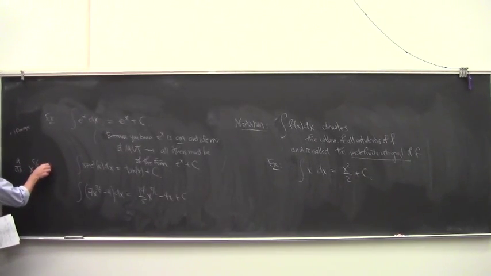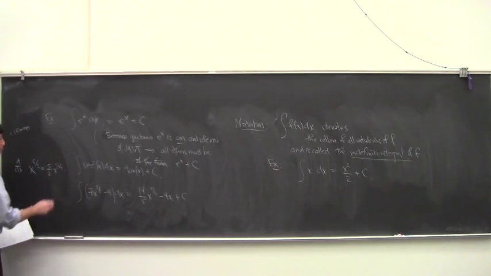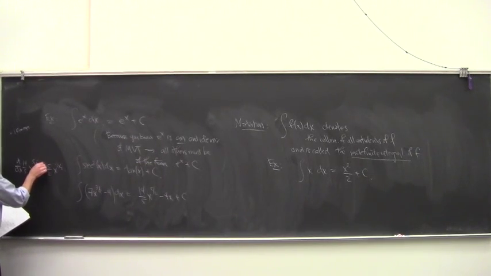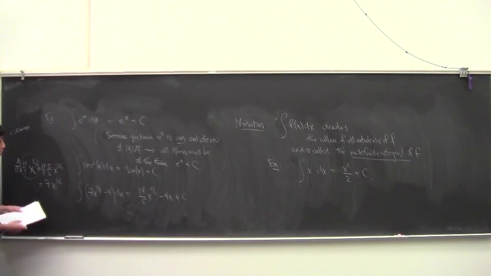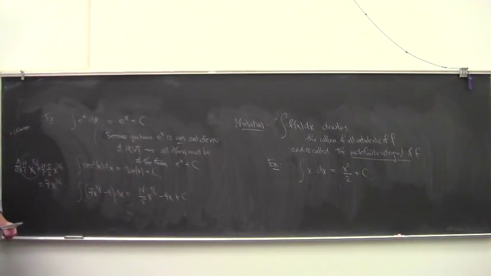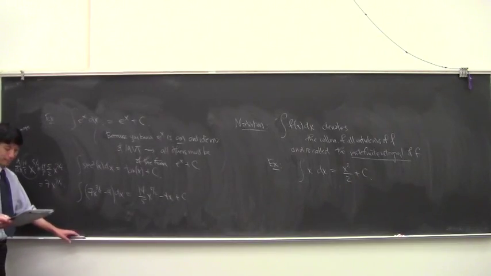When I differentiate x to the 5 halves, I get 5 halves x to the 3 halves. So that's pretty good. I've got the 3 halves, but I'd like to have a 7, so I'm going to multiply by 14 fifths on both sides. And that will give me the 7x to the 3 halves. Maybe that's one way of thinking about it. So that gives you that the derivative of this is 7x to the 3 halves, and then you also have this minus 4, which is easy. You just have minus 4x.